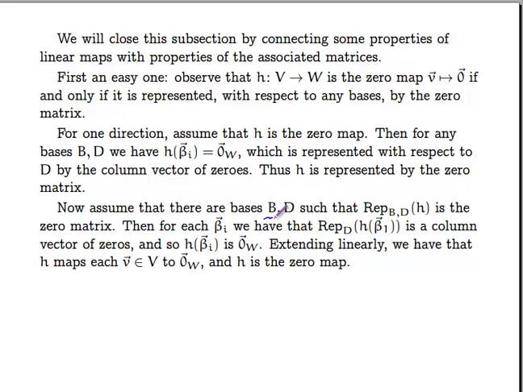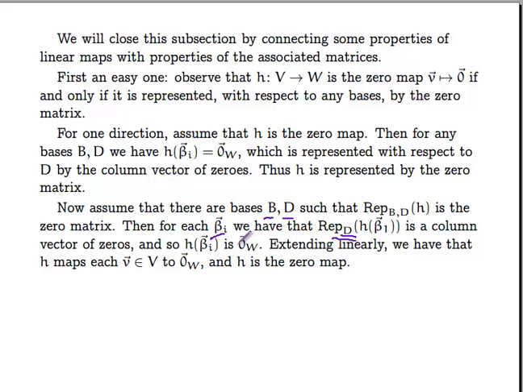Suppose there are bases B and D such that Rep_{B,D}(H) is the zero matrix. We're now going to show that a zero matrix gives a zero map. Then for each beta_i in the domain basis, its representation in the codomain basis is a column vector of zeros. That's the definition of the matrix of a linear transformation. So H acting on each basis vector must be 0.